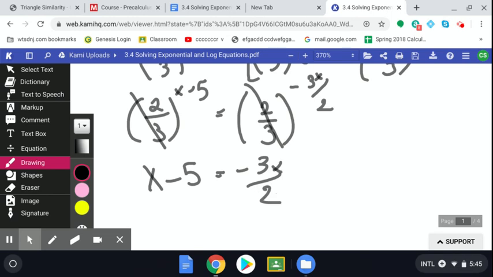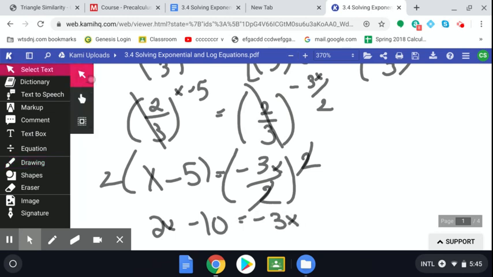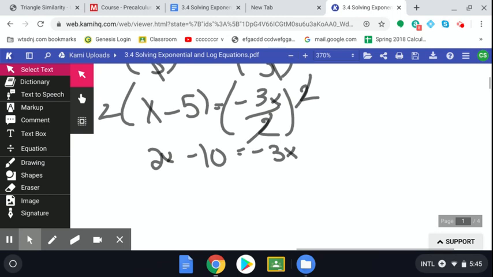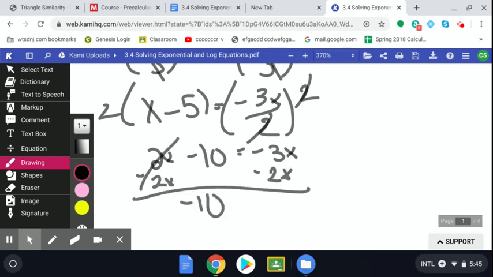What I'm going to do is multiply both sides by 2 to get rid of that fraction. And I get that 2x minus 10 is equal to negative 3x. So now I can go on and say, minus 2x on both sides, that negative 10 is equal to negative 5x. Divided by negative 5, you get that x is 2.